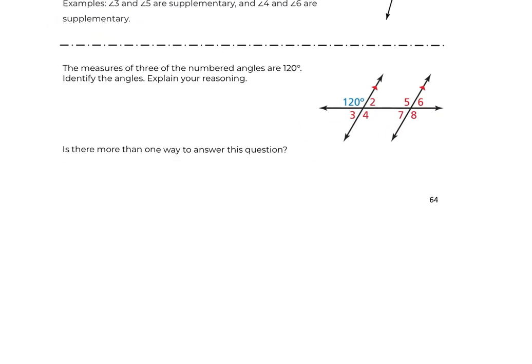Okay, so based on what we just talked about, let's look at these couple of questions. Measures of 3 of the numbered angles are 120. Identify the angles, explain your reasoning. So what's one other angle that would be 120? Angle 4. How come? Okay. And I want to use reasoning here as to what type of relationship they have. So what kind of relationship do these two angles have? What do we say they are?